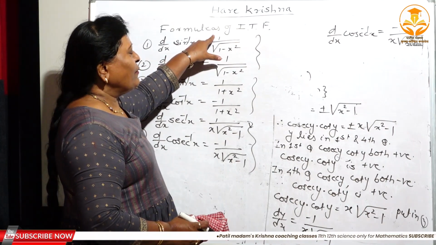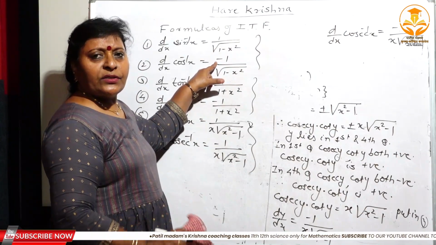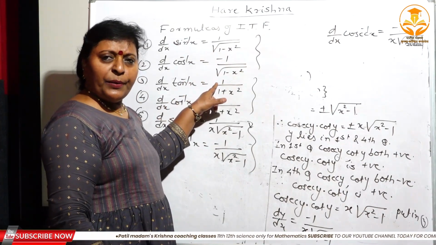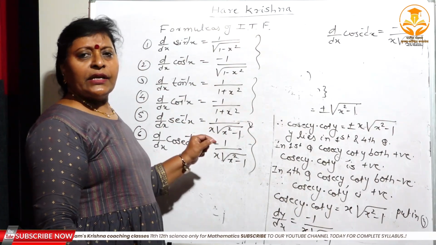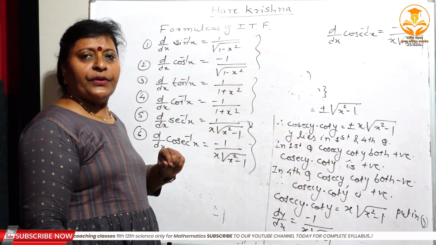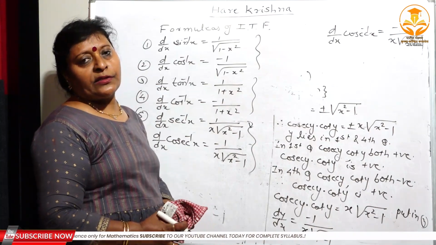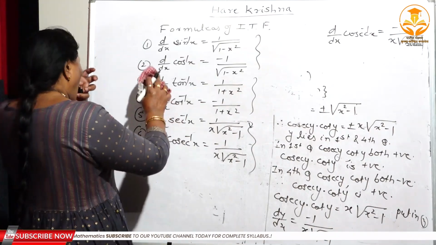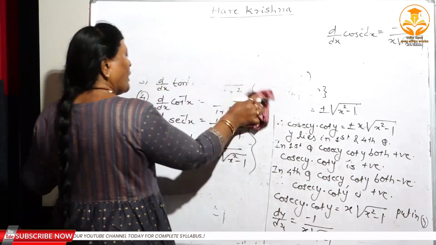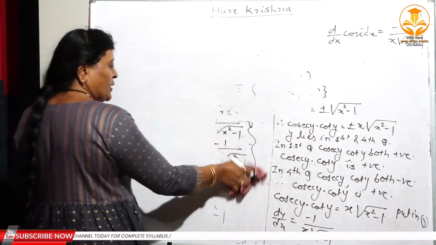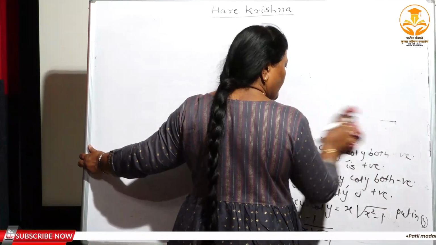Sin inverse x is equal to 1 upon root of 1 minus x square, cos inverse x is minus 1 upon root of 1 minus x square. Tan inverse x is 1 upon 1 plus x square. Cot inverse x is minus 1 upon 1 plus x square. Sec inverse x is 1 upon x root of x square minus 1. Obviously, cosec inverse x is minus 1 upon x root of x square minus 1. So, these are the very, very important formulas you have to remember. Now, for the problems, we require so many formulas here. I will not give its range, domain and all this. I will only give you the formulas.